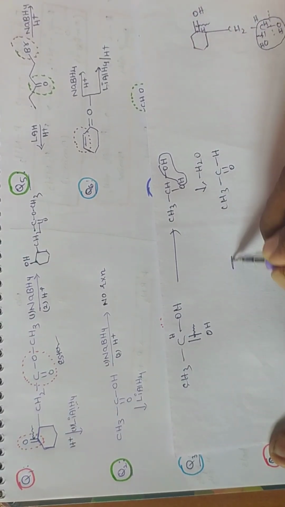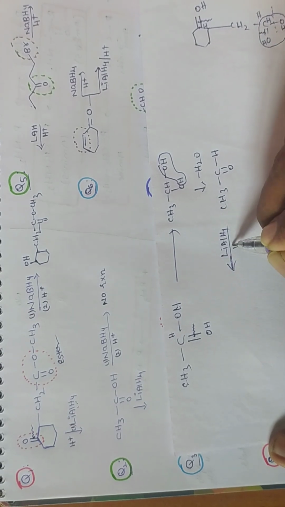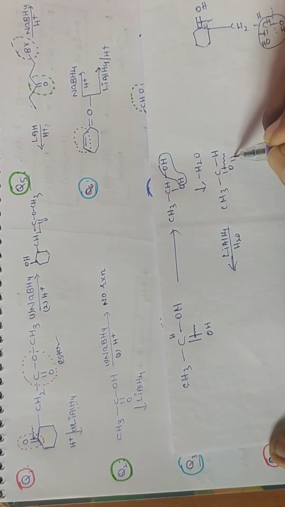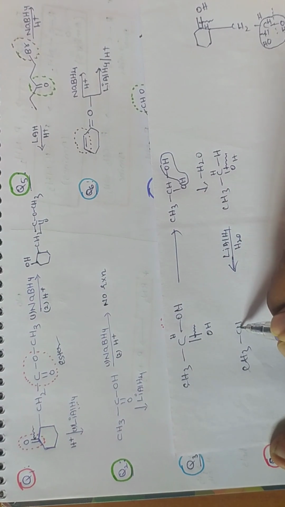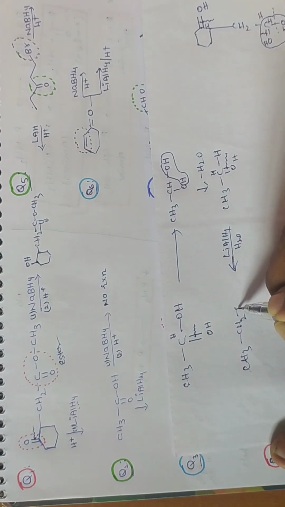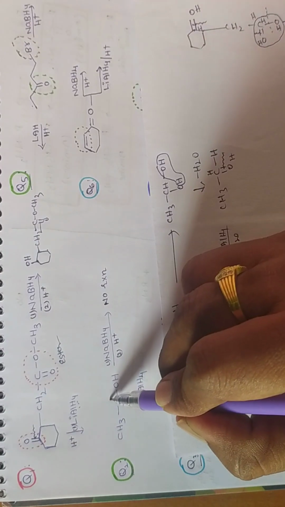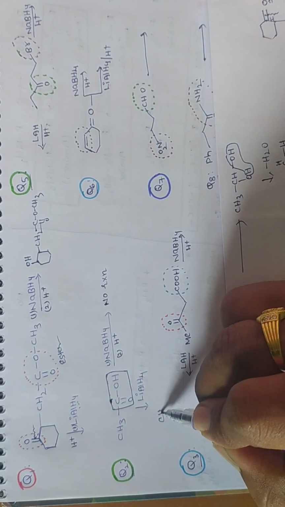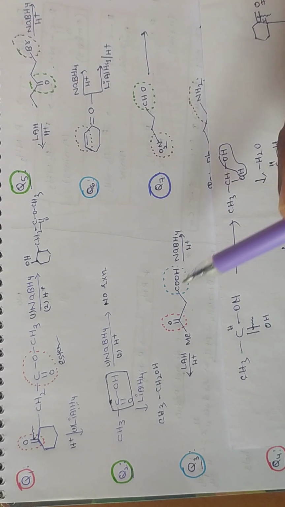We got the aldehyde. The aldehyde again reacts one more time with lithium aluminium hydride in the presence of water. Then break this bond: H, H. Then we get CH3CH2OH. Simply put, you convert the acid to alcohol. Acid to alcohol you can write. Okay.